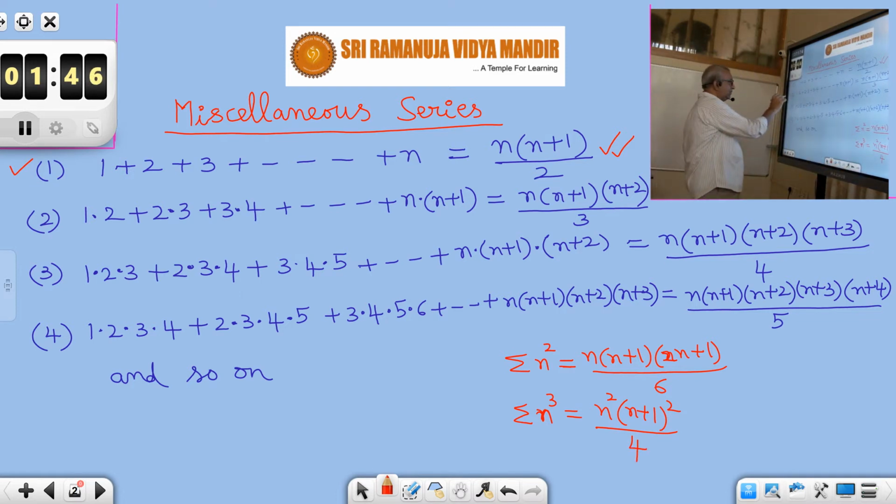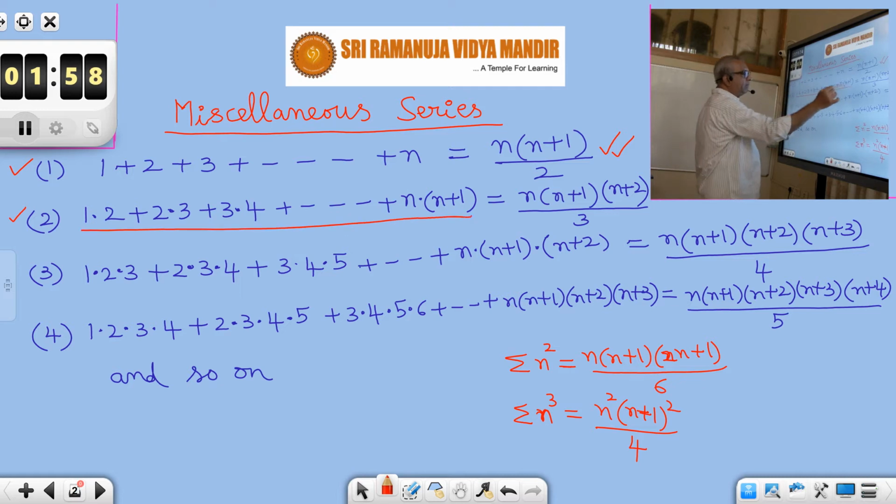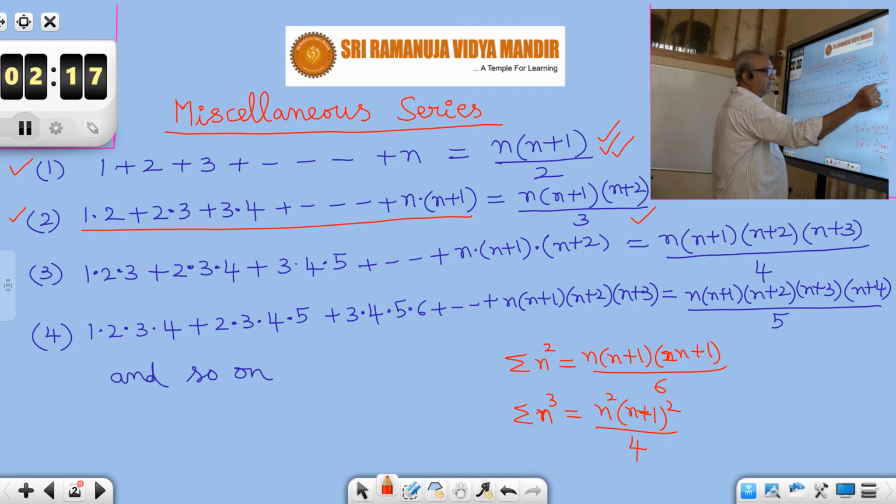But here, the second one you see is 1 into 2 plus 2 into 3 plus 3 into 4 and so on up to n terms. So the last term will be n into n plus 1. Kindly see the right hand side carefully. It is n into n plus 1 into n plus 2 by 3. The first one is n into n plus 1 by 2. The next one is n into n plus 1 into n plus 2 by 3.